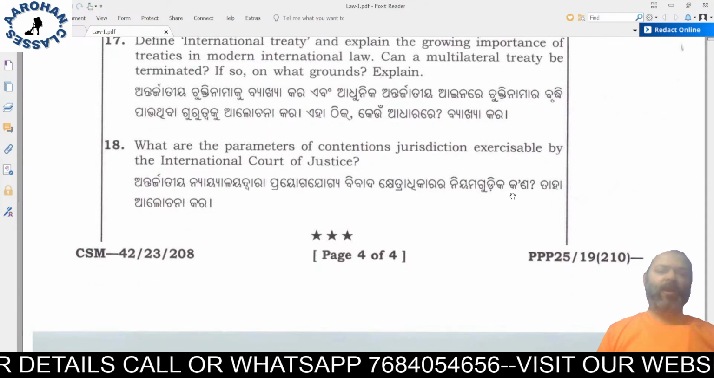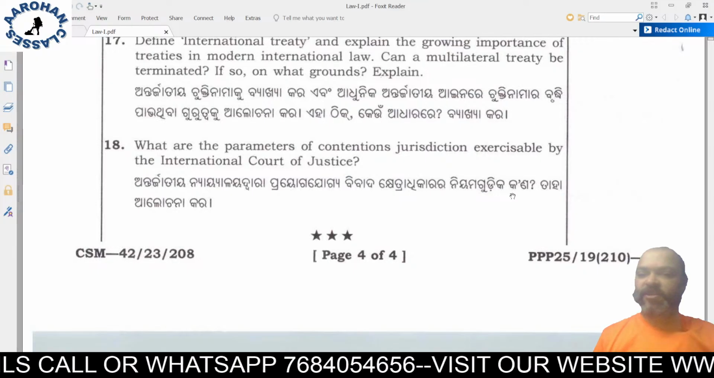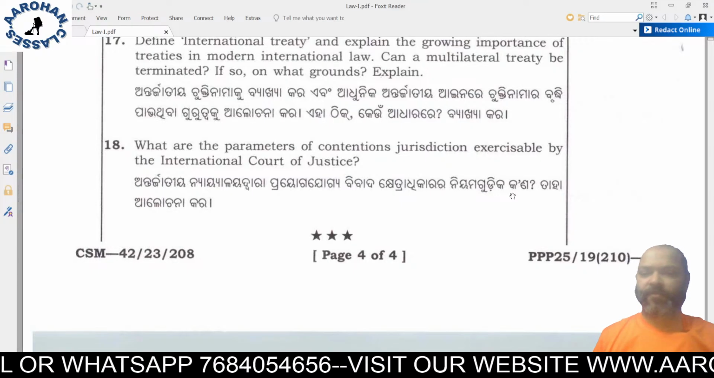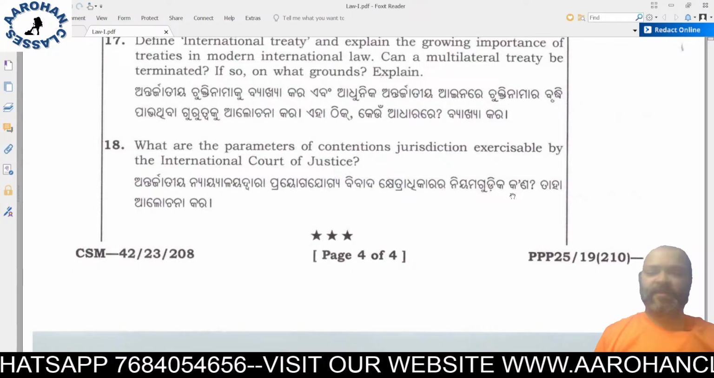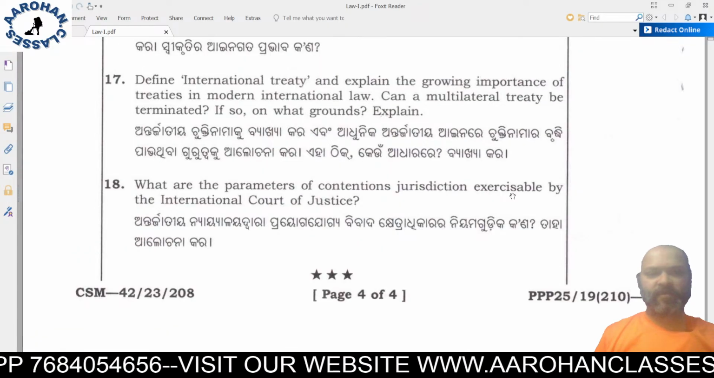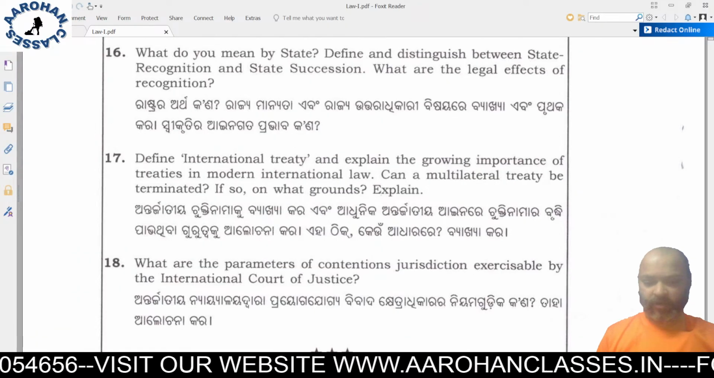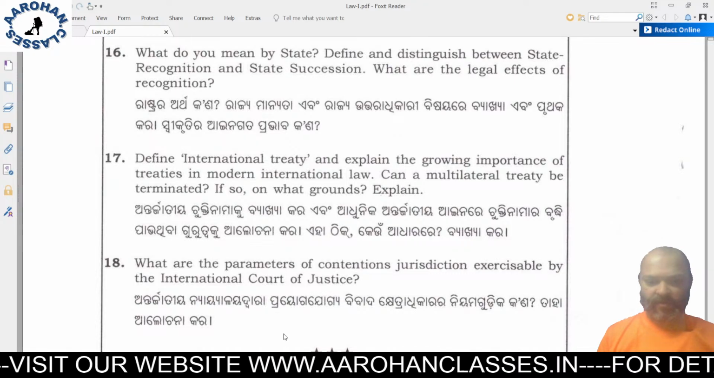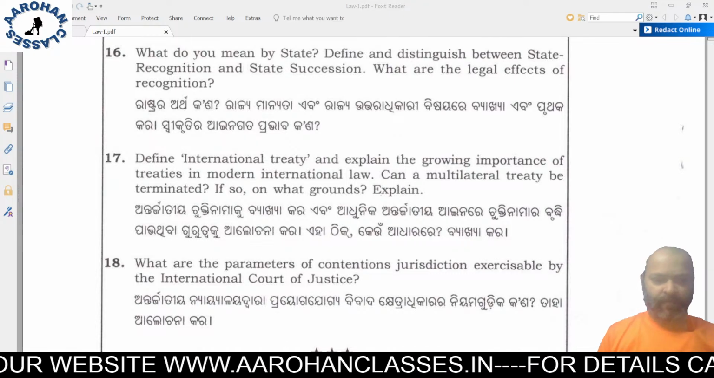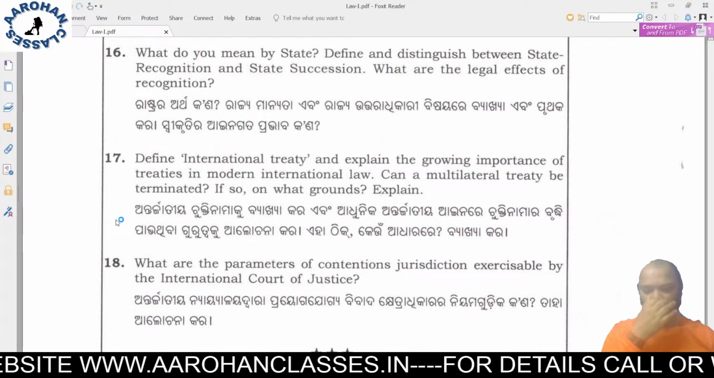Explain. What are the parameters of contentious jurisdiction exercisable by the International Court of Justice? So this is 2023, means last year. Okay, paper 1. Now coming to paper 2.